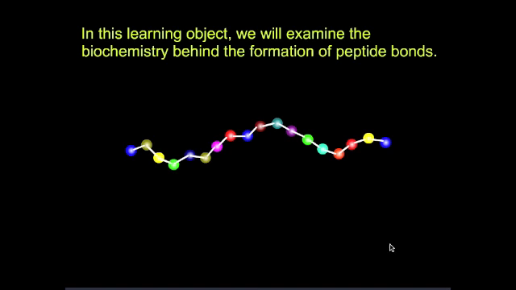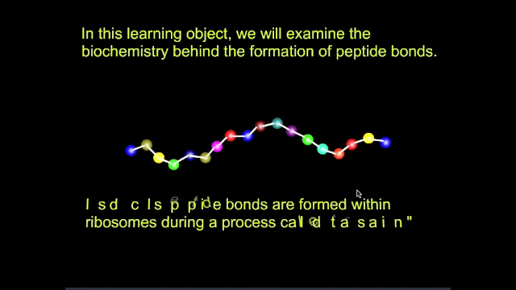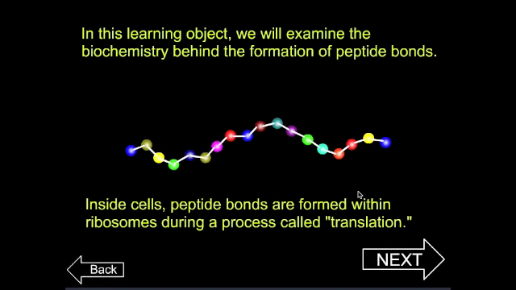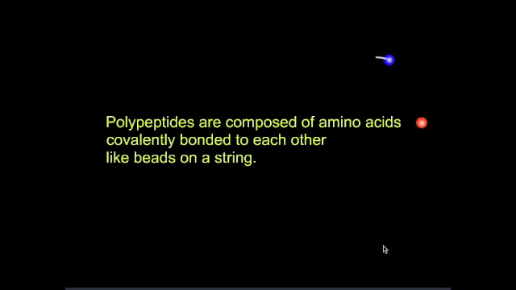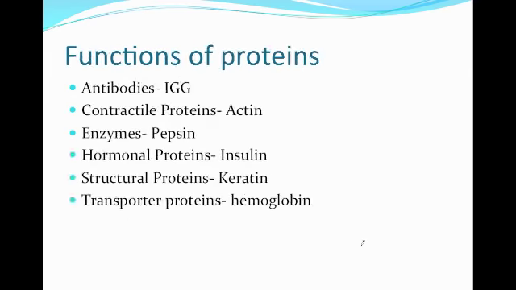So as you can see, they're formed inside the ribosome during a process called translation. So proteins are polypeptides that are folded into specific three-dimensional structures. So here you have a lot of proteins. So here's how they make it. The white parts are the peptide bonds, while the colorful balls are actually amino acids.